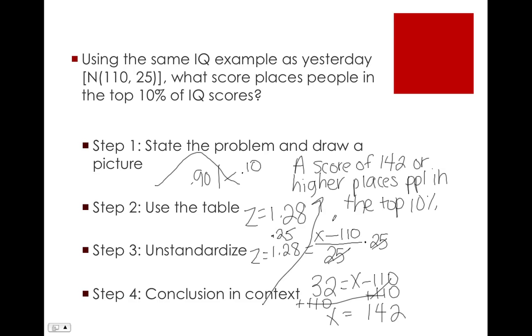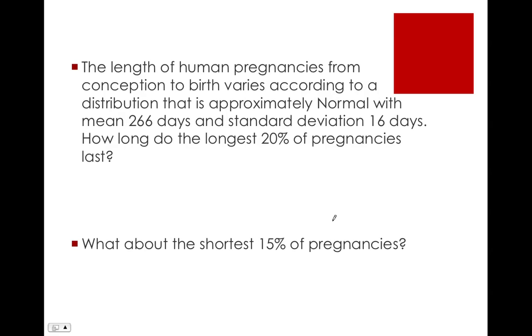Okay? Here's another example. It says the length of human pregnancies from conception to birth varies according to a distribution that is approximately normal, with a mean of 266 days and a standard deviation of 16 days. How long do the longest 20% of pregnancies last? And what about the shortest 15% of pregnancies? Okay, let's do the first one together, and then I'll have you pause and do the second one by yourself.